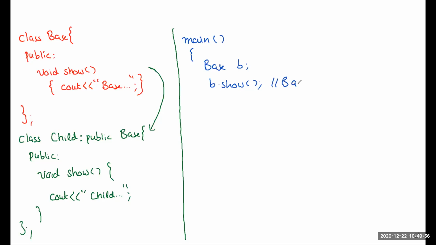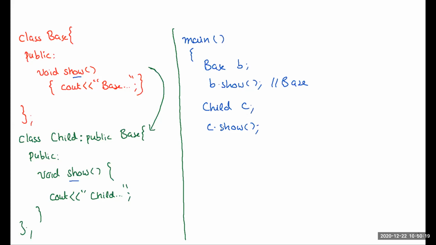So the output would be base. Similarly, if you make an object of child class, child C, and then you call the show function. Now you see child class has two show functions. One is inherited from the parent, which is this one, and the other one it has overridden, right?